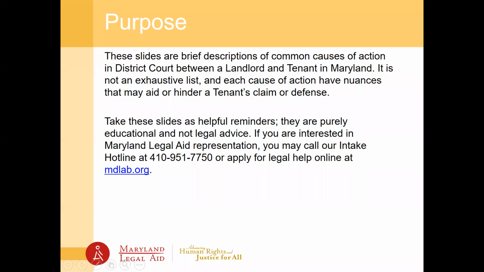covering as much as possible the common causes of action that you see in district court in Maryland. I will also be including some information that is particular to Baltimore City, where I'm personally located among our statewide offices. But just remember, this is not legal advice, it's purely educational, just to raise your awareness about the possible causes of action and defenses that tenants may have.